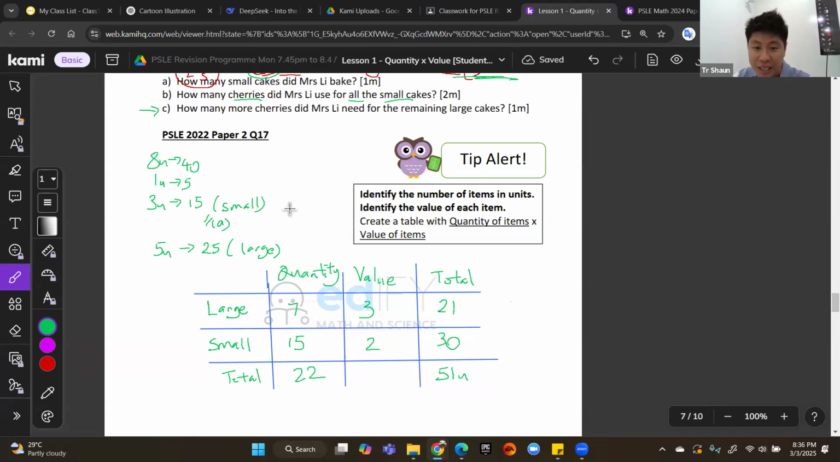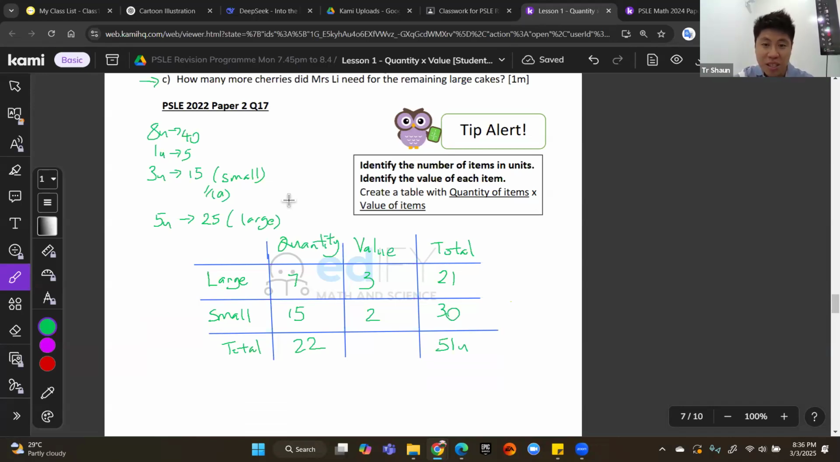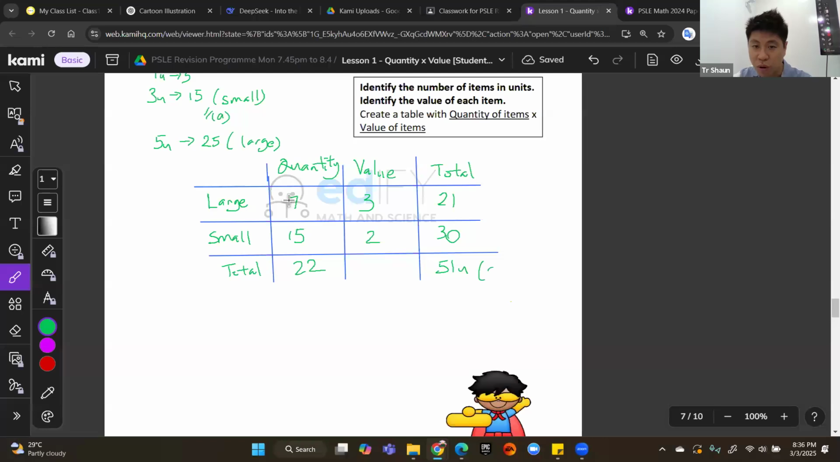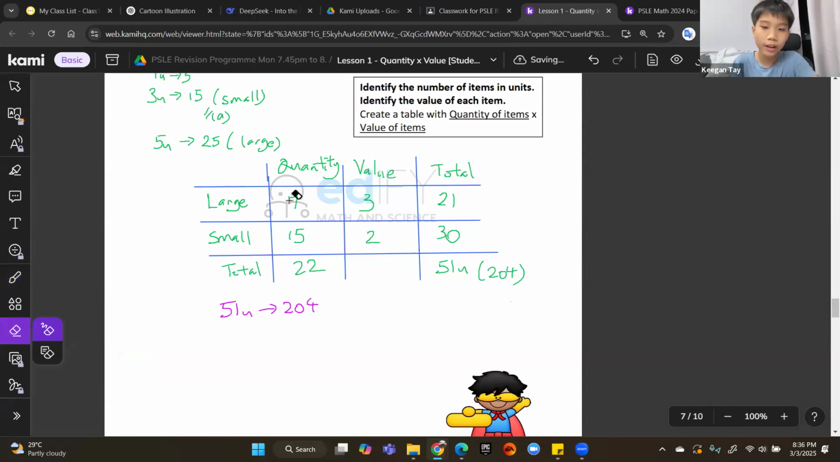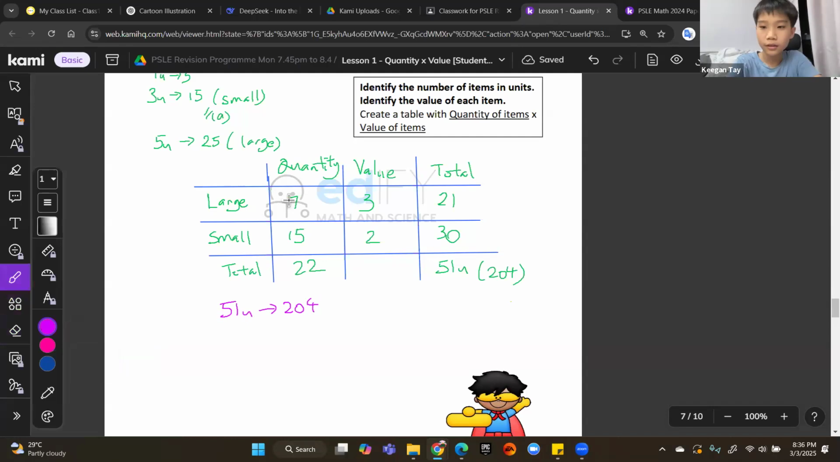So over here, 51 units is 204. You must make sure you are able to divide it out clearly. So 51 units is 204. Can I divide it equally? Yes, 1 unit is 4. And what do they want? They want how many cherry small cakes.